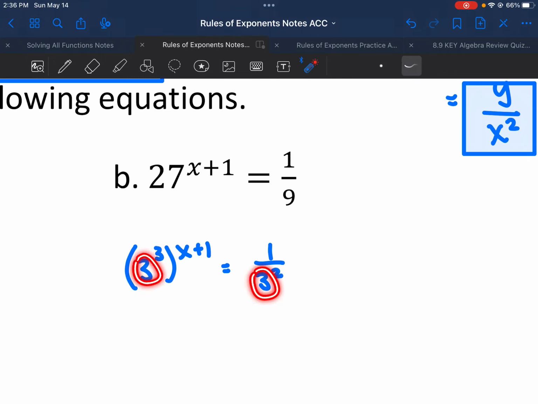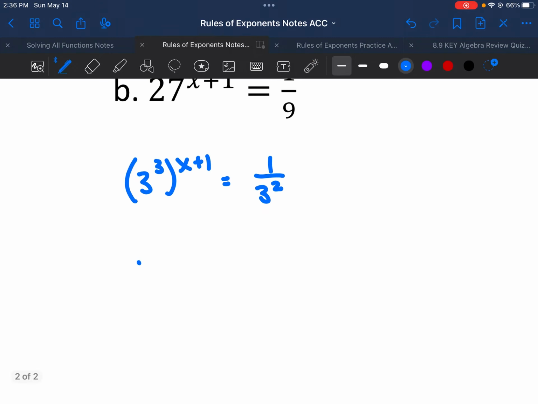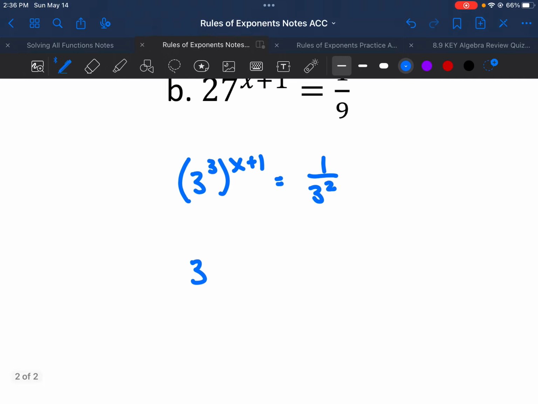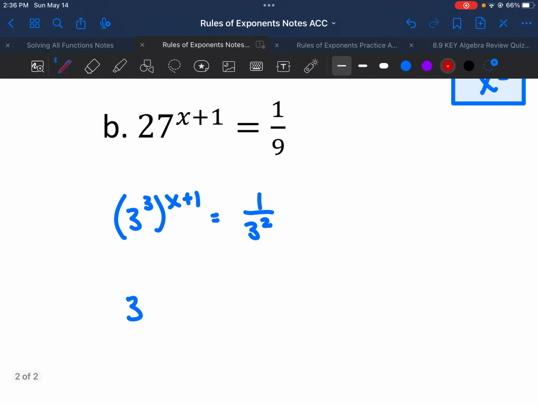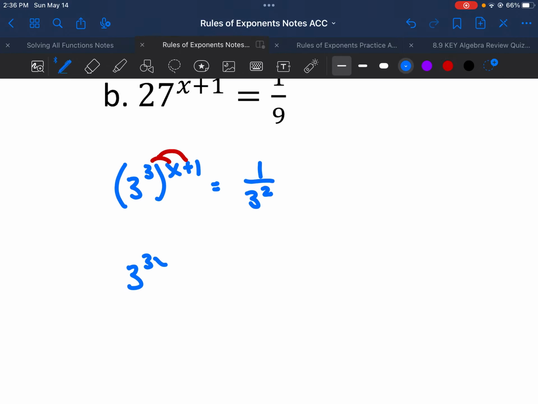So now I have this 3 as a base for both of them, but I still need to continue to rewrite this. So this is 3 cubed, and let's take this power 3 here, and this is a power to a power. This x plus 1 is the power we're raising this to, so we can multiply. So I'm going to distribute this 3. This is going to be 3 to the 3x plus 3 power equals, and this 1 over 3 squared, I'm going to rewrite it as 3 to the -2nd. Okay?